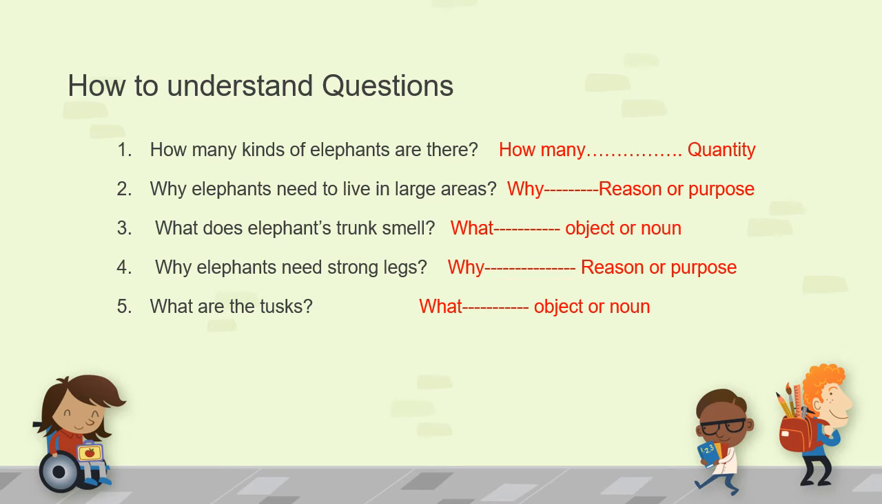Look at the question number 1. How many kinds of elephants are there? How many? It means they are asking for quantity. Number 2, why elephants need to live in large areas? Why? This is the word that shows reason or purpose. Number 3, what does elephant's trunk smell?